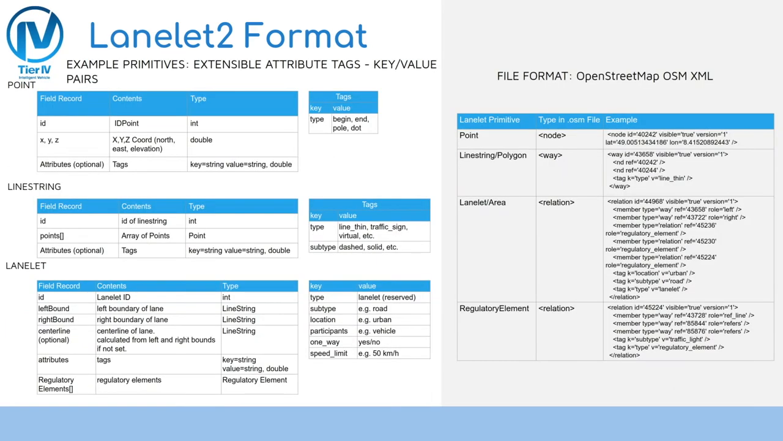Digging deep into the underlying format, here we show some of the definitions for the LaneLet2 primitives. The primitives are very simple in definition, but all include an attributes field with which you can attach tags containing key value pairs to the primitives to extend the descriptive power of the format. As such, the authors of LaneLets seek to present a minimalistic representation that can be easily and flexibly extended according to the user requirements. On the right is an example of how LaneLet2 format maps are written to files using the OpenStreetMap XML format.